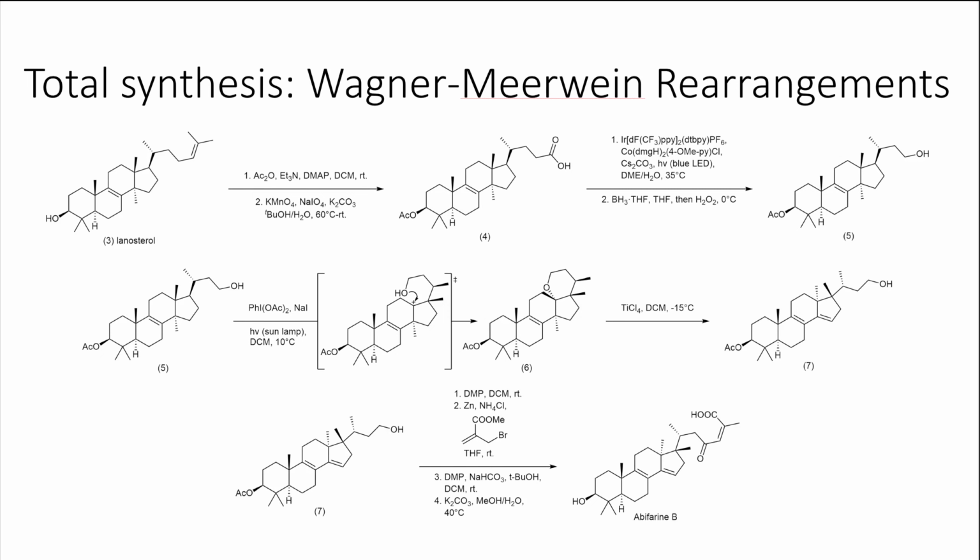This alcohol 7 can be converted to Spirochensilide A and B through more steps, but it can also form abiferrin B through oxidation of a side chain alcohol, addition to the formed carbonyl, further oxidation, and finally deprotection combined with base-induced rearrangement of the double bond between C25 and C27 to set C23 and C25.